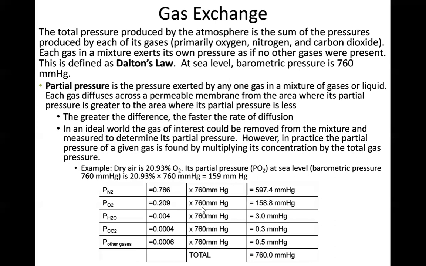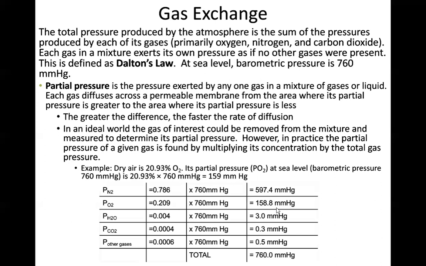And like I said, at sea level, which is what we typically use because that's a nice baseline, it's 760 millimeters of mercury, which means that the PO2, the pressure of oxygen at sea level, is right at 159 millimeters of mercury. Looks like they just rounded up. Or I just rounded up, I should say.